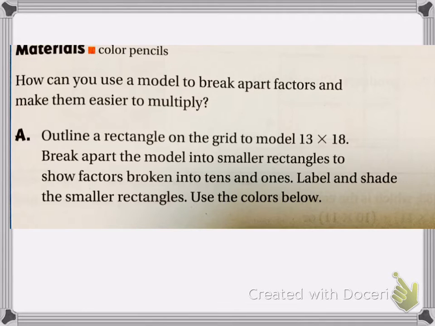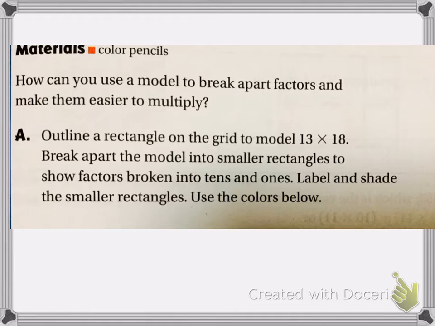So the question is, how can you use a model to break apart factors and make them easier to apply? Now keep in mind, we're going to be talking about two-digit times two-digit multiplication situations here. So A, it says, outline a rectangle on a grid to model 13 times 18. We're going to break apart the model into smaller rectangles to show factors, which are broken into tens and ones. We're going to label and shade the smaller rectangles, and we're going to use the colors that are listed below.